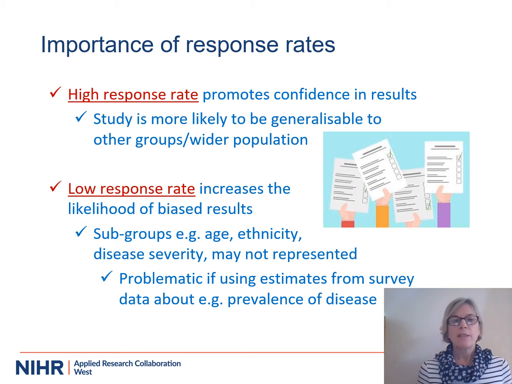A low response rate increases the likelihood of biased results. In other words, that we can't truly claim we have results that are representative of all the subgroups that we might be interested in our survey. So subgroups might be things like age. So we might have what we call a skewed distribution towards perhaps the lower ages, when what we really need is to have a range of ages across the population. And similarly with other important categories, perhaps ethnicity, socio-demographic group, disease severity, whatever it is we're interested in, we need to look within those subgroups.